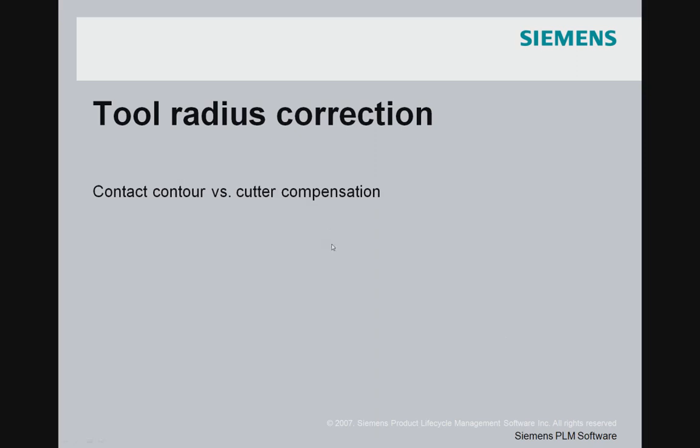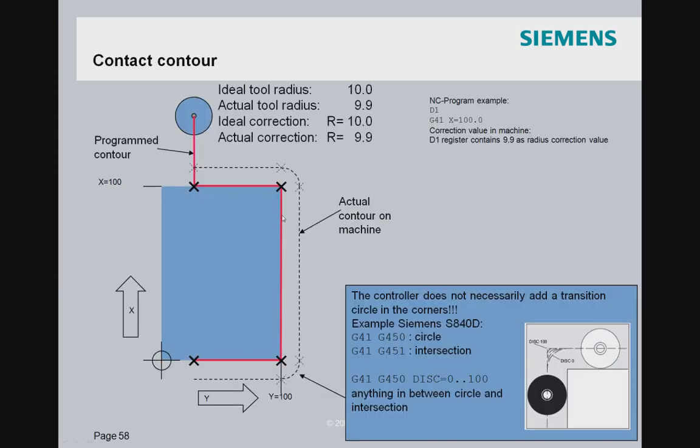The next topic I want to cover is tool radius compensation. Before we actually use it and implement it, it's important to understand that there are two ways to do radius compensation with the tool. One is called contact contour and the other one we call cutter compensation. With these slides I will try to explain the difference.